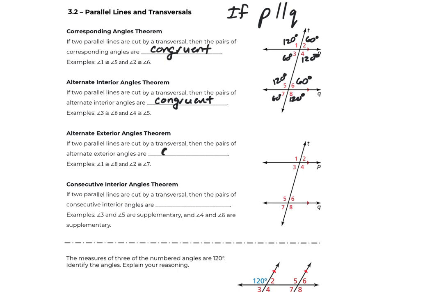So the first three relationships of angles are all congruent. Corresponding, alternate interior, and alternate exterior angles are all congruent. Okay? Now, the fourth one, consecutive interior angles. Consecutive interior angles would be like 3 and 5 or 4 and 6. What's the relationship between 3 and 5 or 4 and 6?